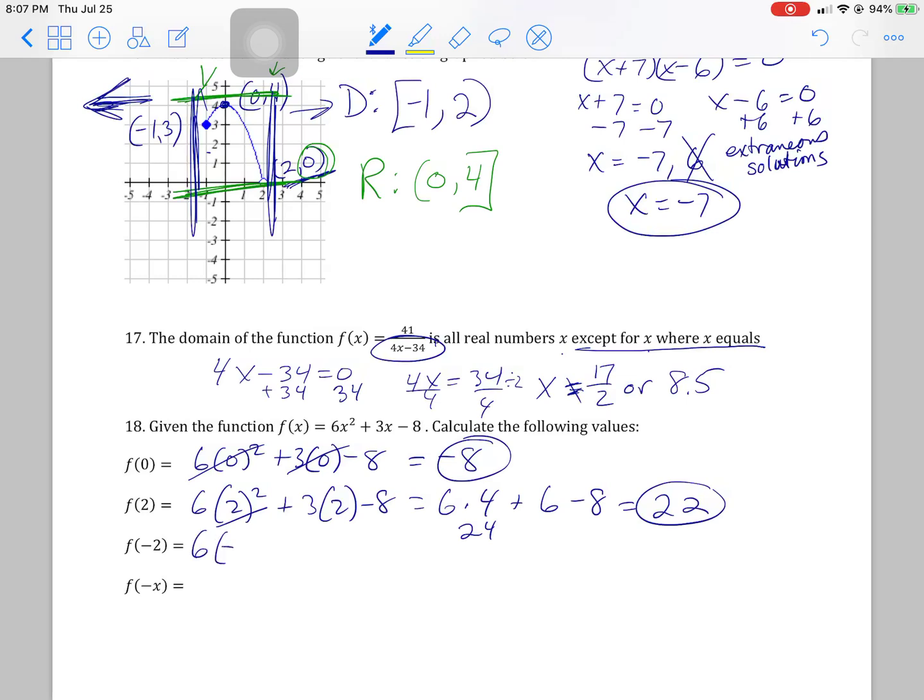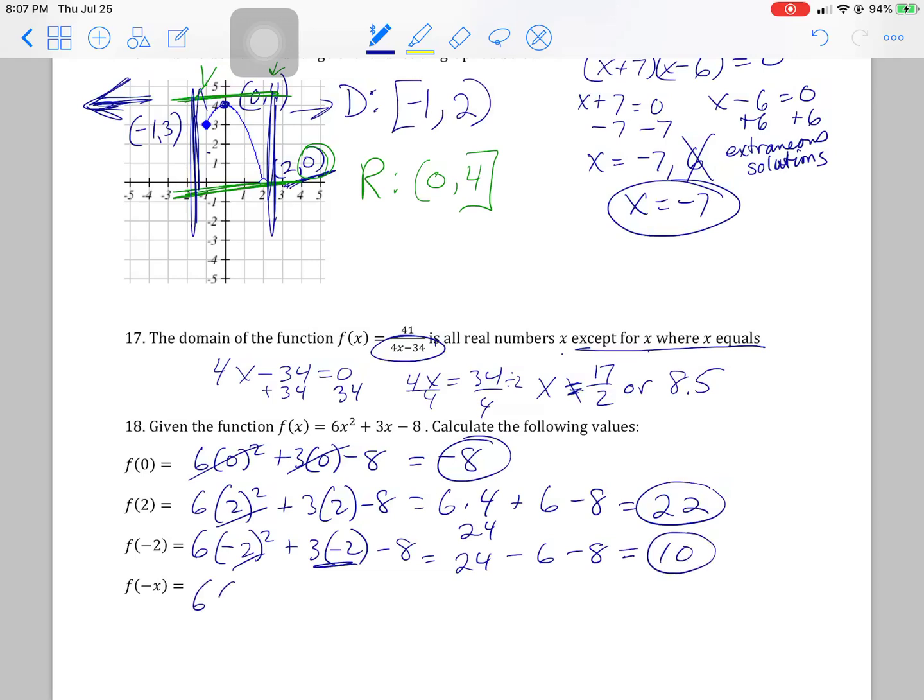All right, the negatives. Notice I put things in parentheses. I still want to do that, especially for the negatives. So this is going to be 6 times 4 is still going to be 24, even though it's negative. But then this is going to be a negative 6. So that's going to be a 10.